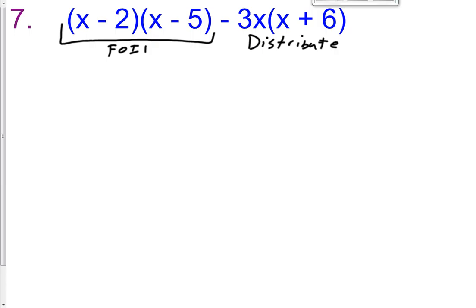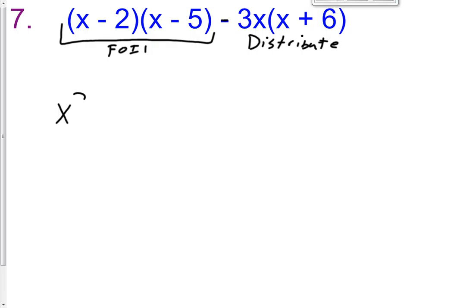Make sure, class, that you distribute this negative sign. That's where a lot of people mess up on their assignment, is they don't distribute that negative sign, and it really makes their answers incorrect. And it's too bad because it's just this little small mistake, but you got to be very careful about it. So we're going to FOIL.